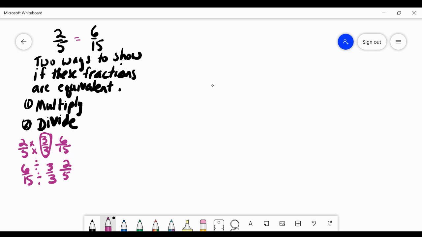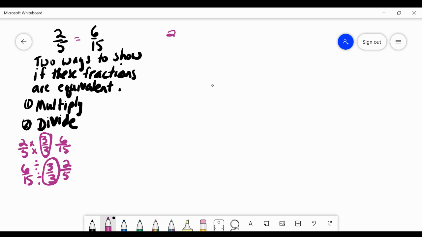And you can also divide to see if 6/15 is equivalent to 2/5. If you divide by a fraction that is equivalent to 1, which is 3/3, you would go 6 divided by 3 is 2, 15 divided by 3 is 5. Okay, so let's try some.